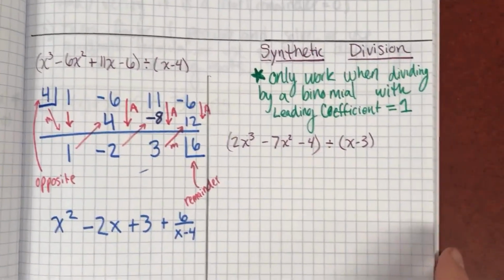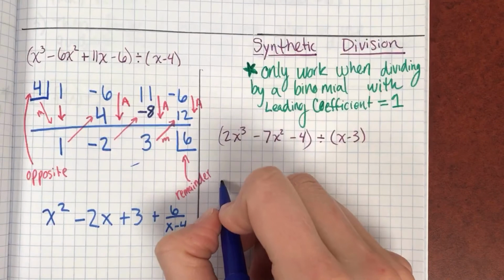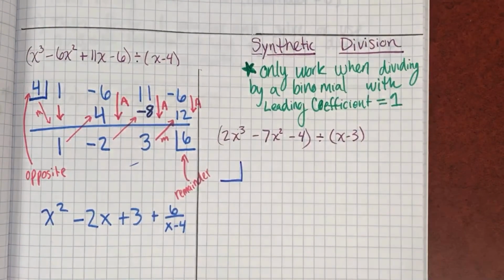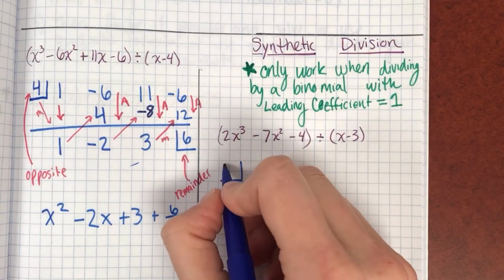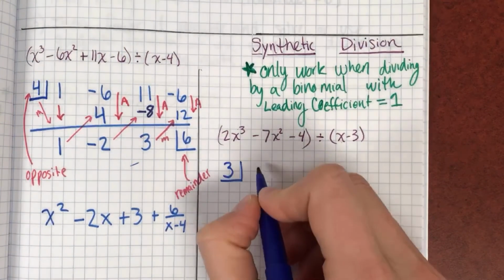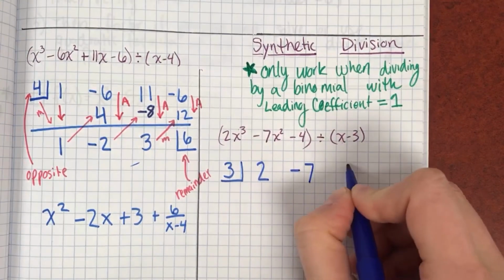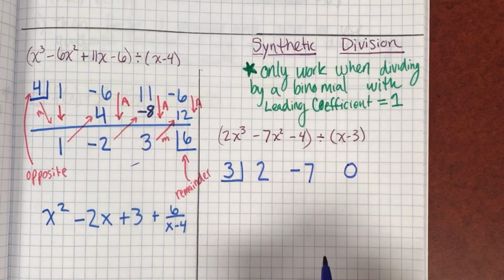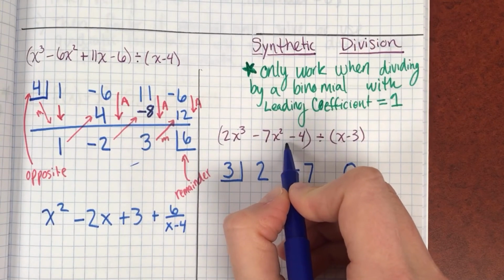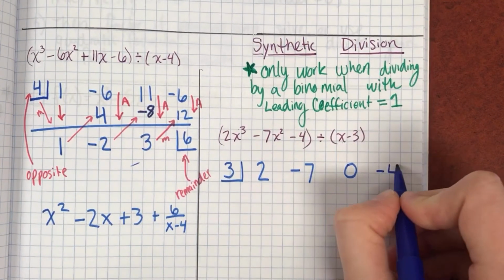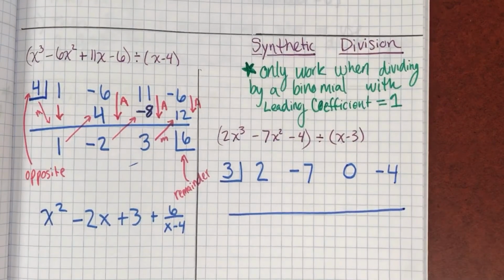All right, so let's do one more example, and then we'll be done. So here I'm dividing by an x minus 3, so in my box I put a positive 3. My coefficients, 2, -7, I need to put a 0 in for that plus 0x, and then minus 4. Leave a space and draw your line.